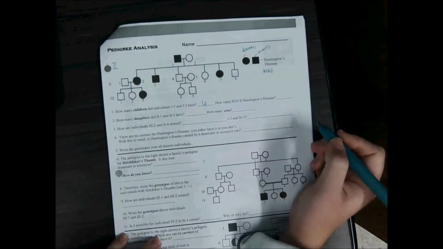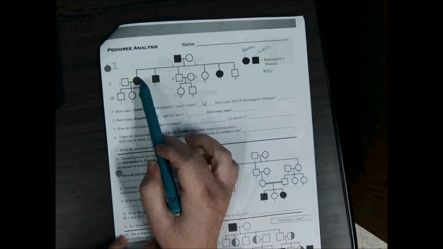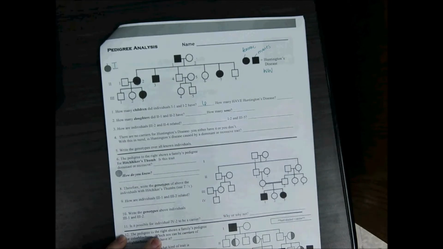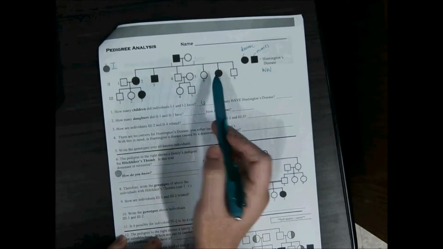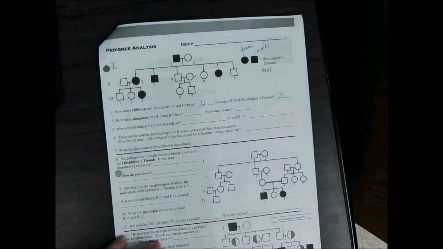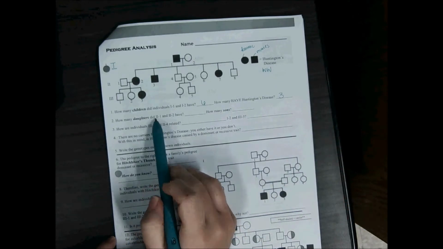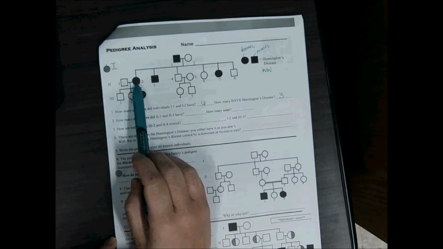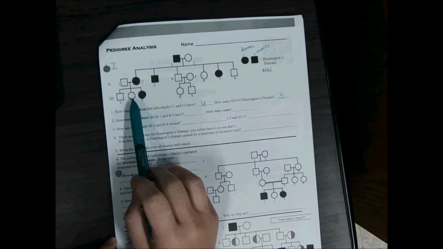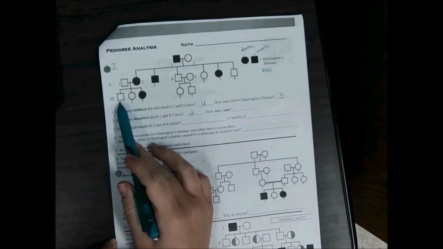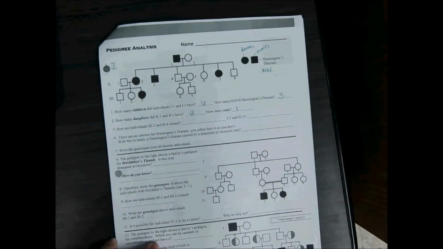If it's shaded in, that means that they have this genetic disease. There are 3 shaded. How many daughters did 2-1 and 2-2 have? They have 2 circles representing 2 daughters, 1 son. I'm going to skip down some.